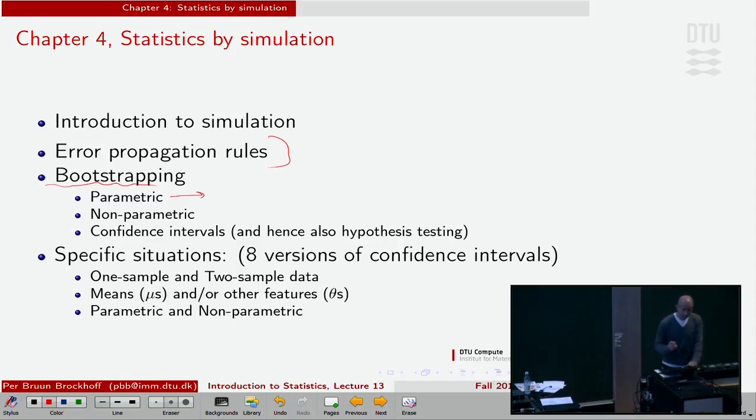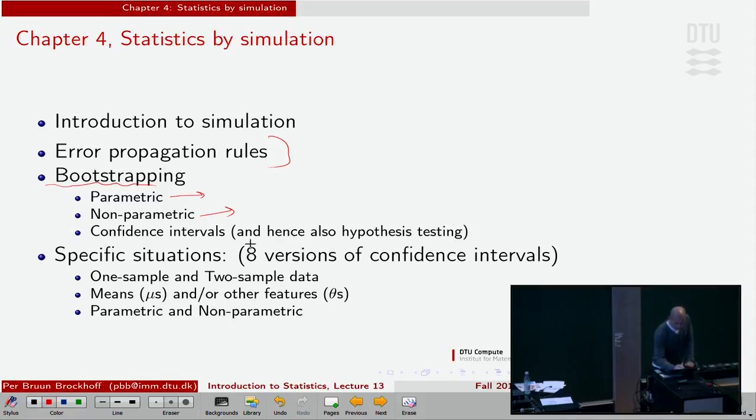Pretty fantastic. Then a non-parametric bootstrap where we resample the data itself. We don't even assume any distributions. We just reuse the data and do what we call non-parametric based statistics. We create the sampling distribution from the data itself. That's a pretty strong tool also.